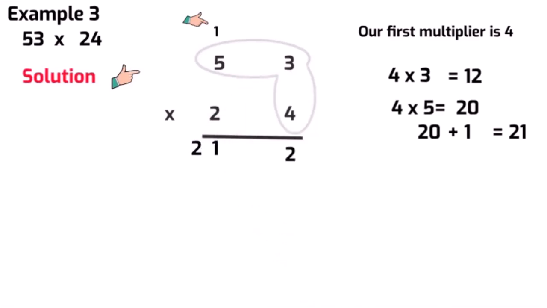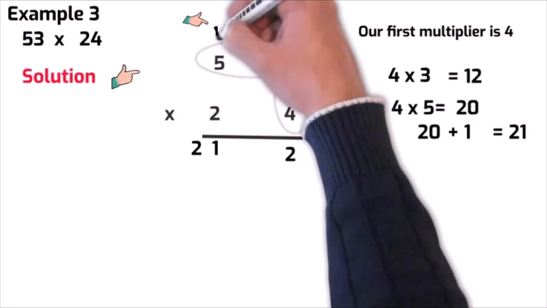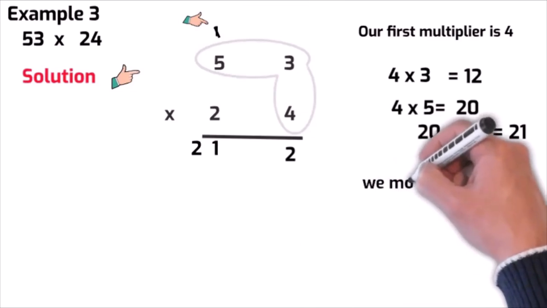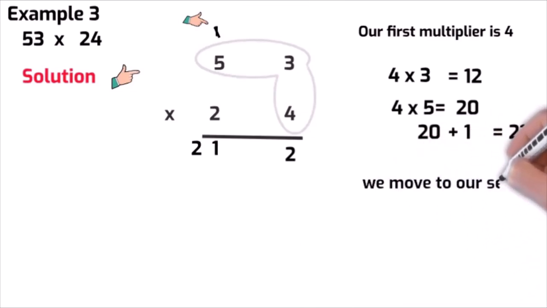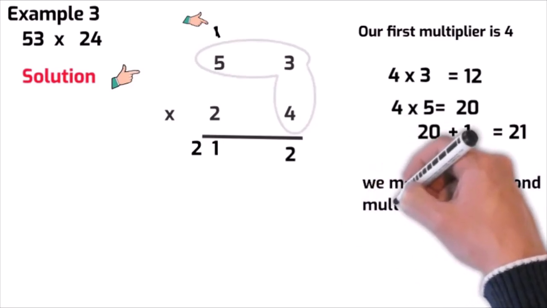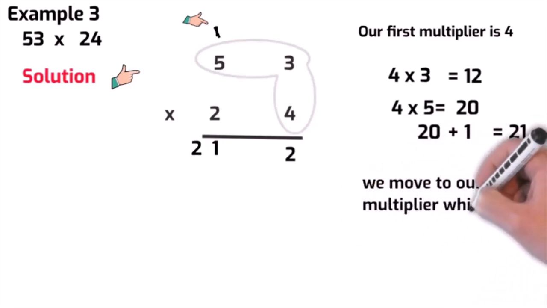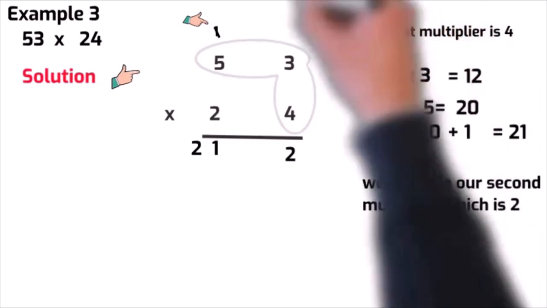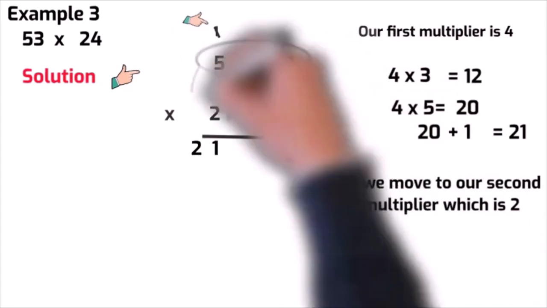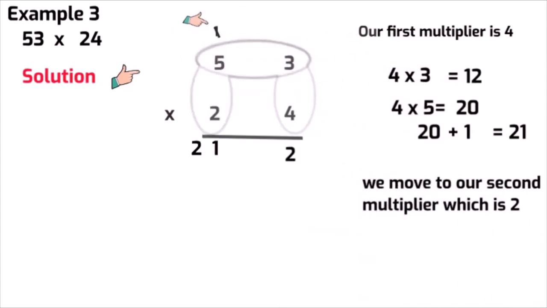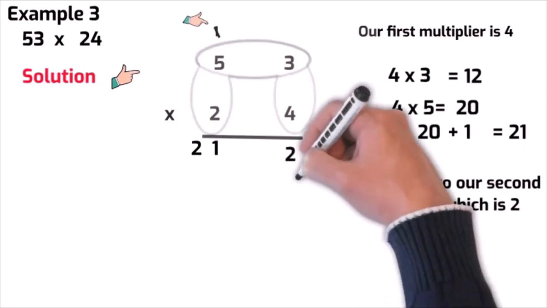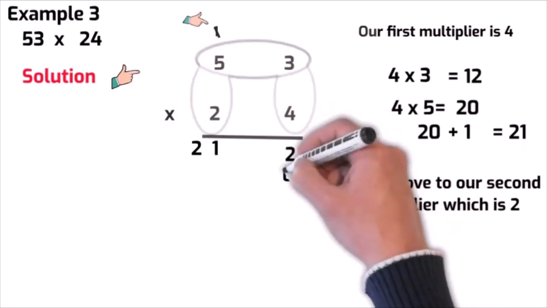We are through with the first multiplier. The next thing to do is to cancel this one. We don't need it anymore. Now we move to our second multiplier, which is 2. 2 is going to multiply 3 and then 5. However, before we start with the second multiplier, we need to leave a space here or write down 0.